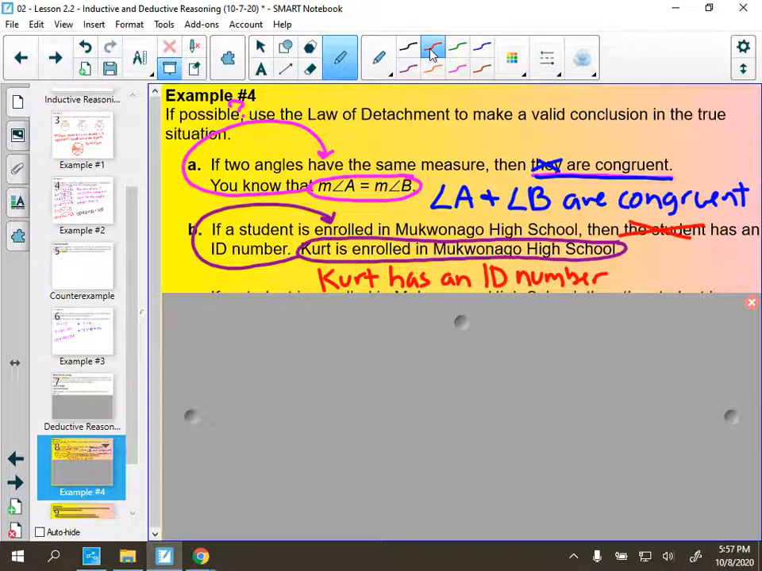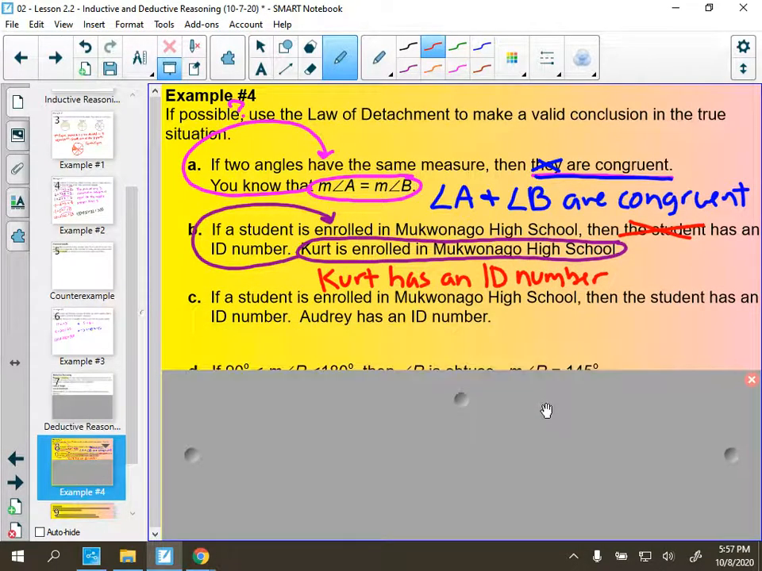All right, so there's the law of detachment. Those are both two examples that do work. I think we need to look at maybe a couple that are no conclusions, because that's the one that sometimes messes with people. The "if possible." It's not always possible to make a conclusion. So let's look at C. I think it's a good follow-up to the one we just did.